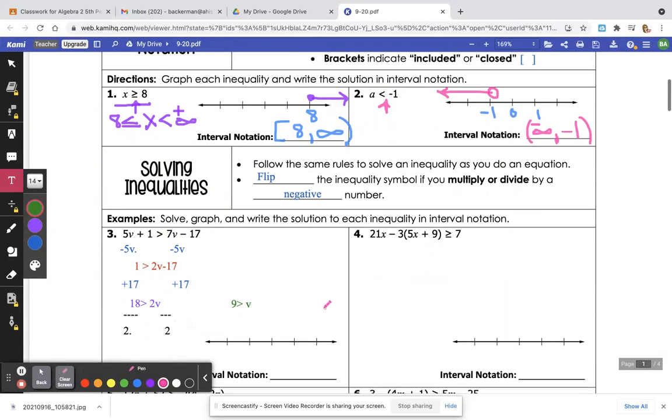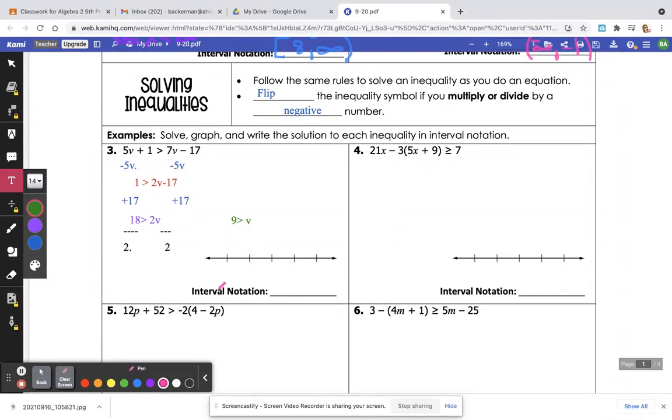Let's do number 3 first. In number 3, I am trying to get the V's on the same side and a number on the other side. So I'm going to subtract 5V from both sides first. When I do that, this cancels and I get 1. I have not divided or multiplied by a negative. Subtraction doesn't count. So I'm going to keep my sign this way.